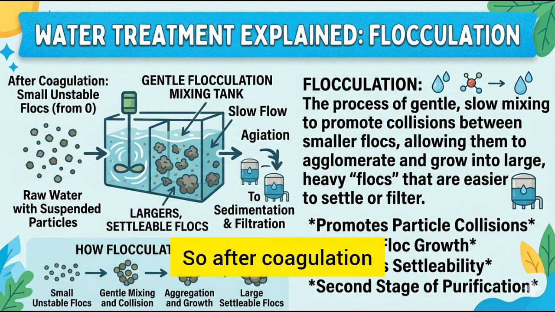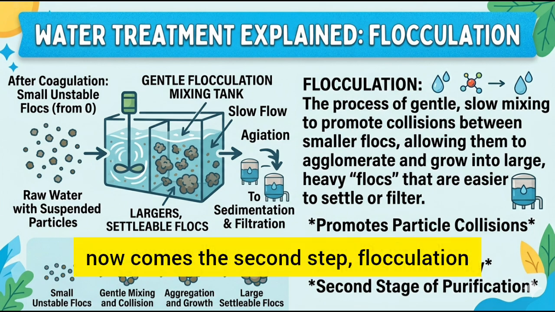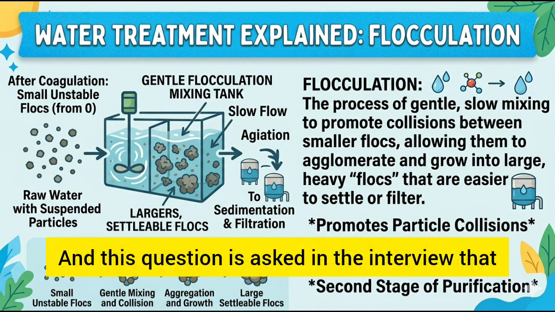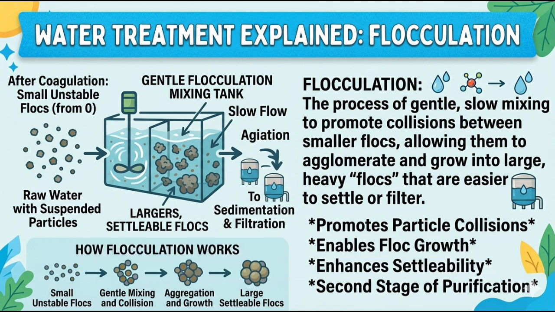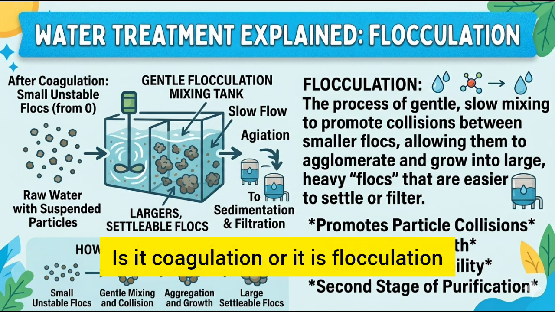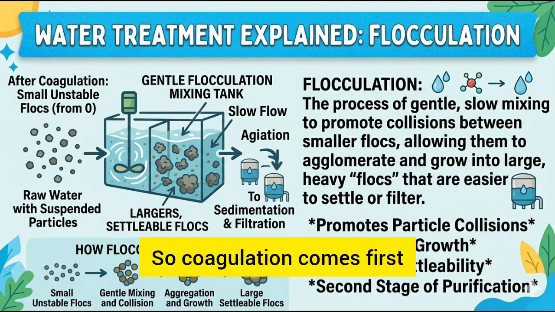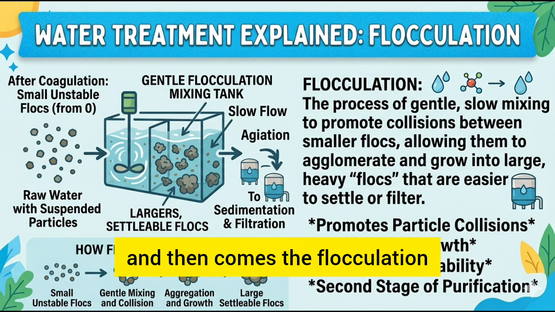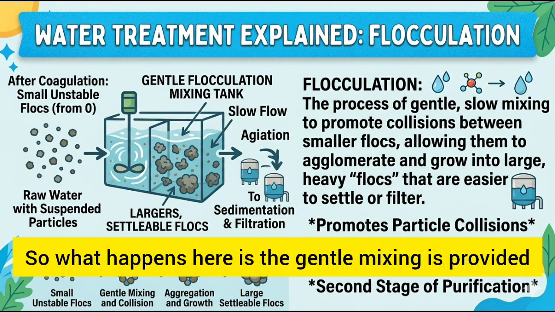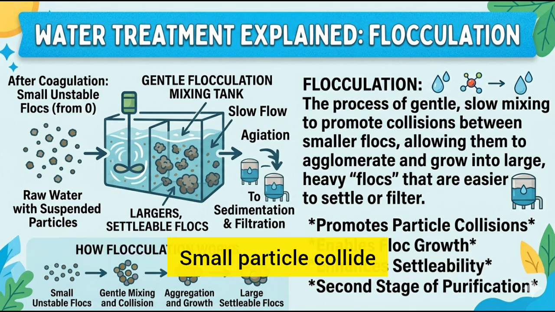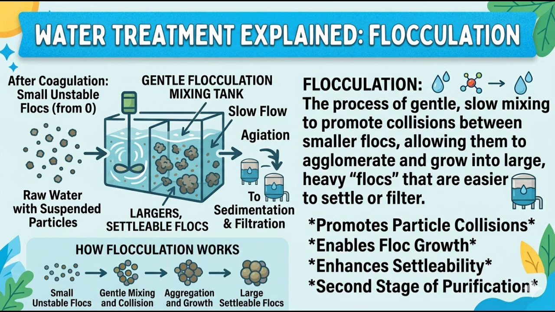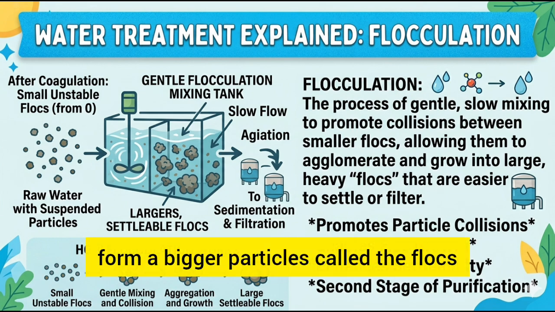So after coagulation, now comes the second step, flocculation, and this question is asked in interviews: what comes first, coagulation or flocculation? So coagulation comes first and then comes the flocculation. What happens here is that gentle mixing is provided. Small particles collide and stick together, forming bigger particles called flocks.